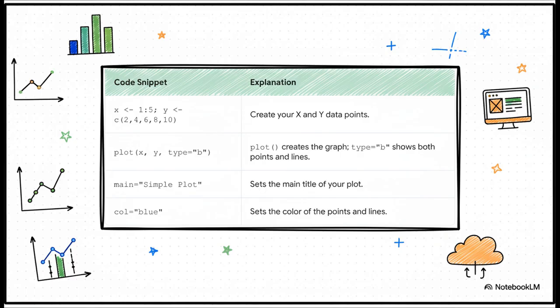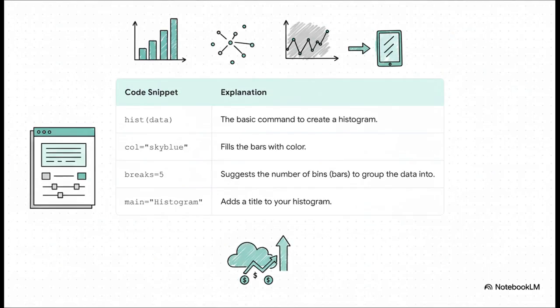So you start with your X and Y data, simple enough. Now when you call plot, pay close attention to that type equals "b" parameter. This is a classic exam detail. The "b" stands for both. It tells R to show you the points and the lines connecting them. After that, it's pretty straightforward, right? main gives it a title, and col gives it some color. Simple, yet super powerful.